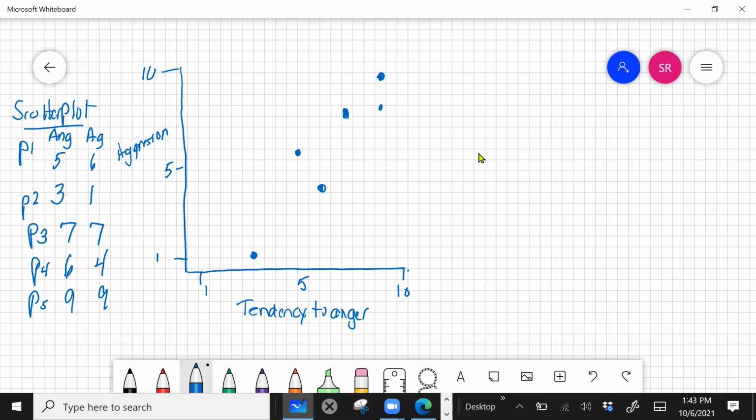And we continued to plot points like this going forward with pairs of points, each point representing a pair of scores from each individual. And we get a cluster of points like this. We draw the line of best fit.